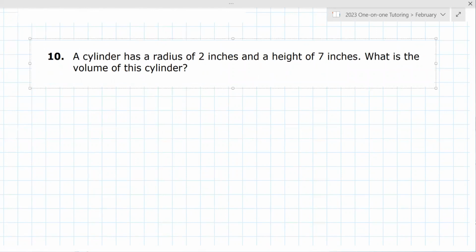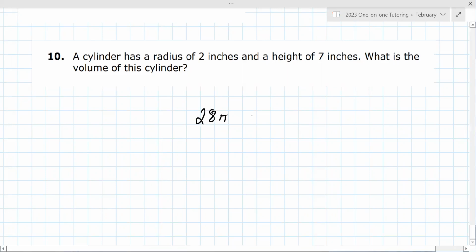All right, that's actually it'd be 28 pi inches cubed. Good.